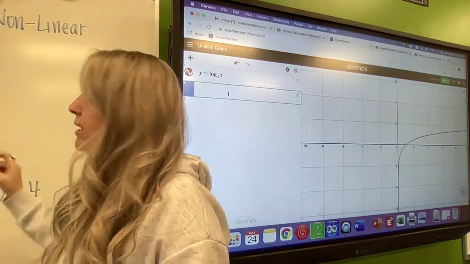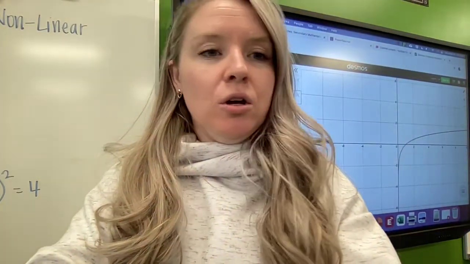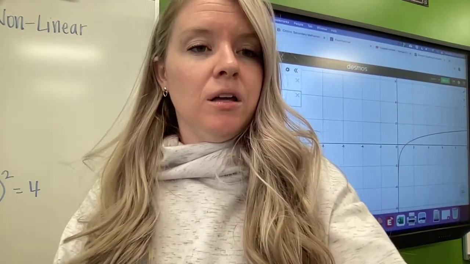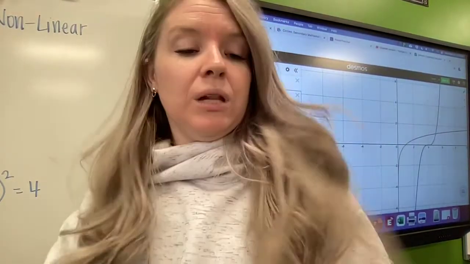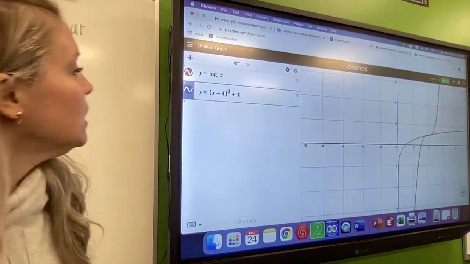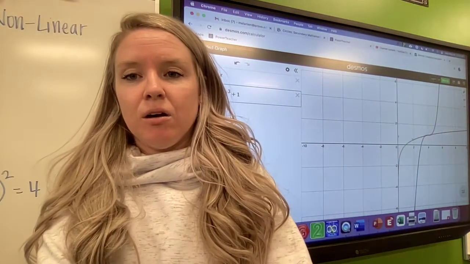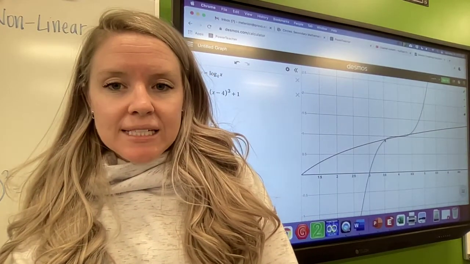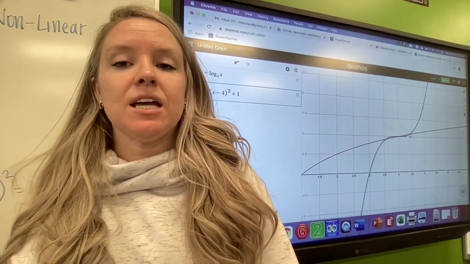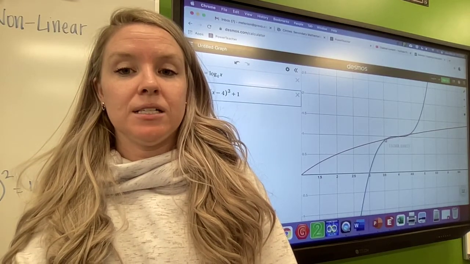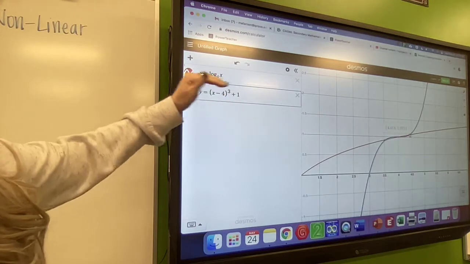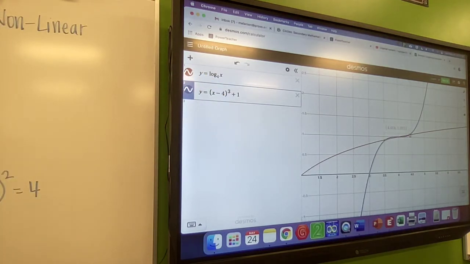Okay, so we can see our log graph here. And now I'm going to type in our cubic, which was y equals (x minus 4) cubed plus 1. I'm going to go ahead and zoom in a little bit on our graph, and we can see that our graphs are intersecting in 3 different places. So Desmos is showing us where those 2 graphs are intersecting.